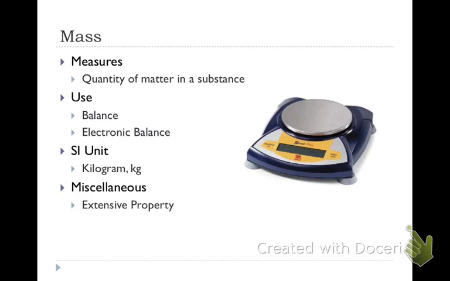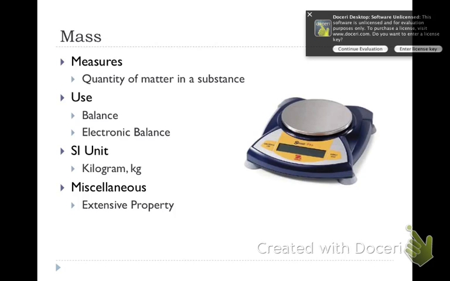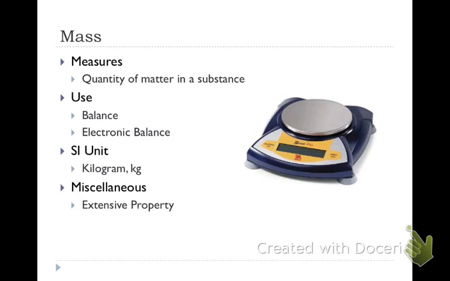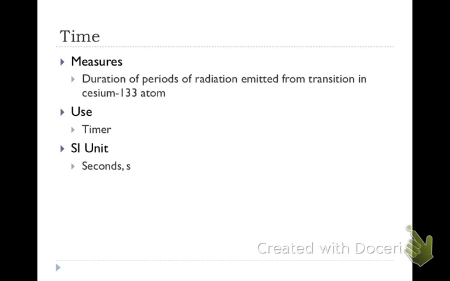Mass is the amount of matter in a substance, so we use an electronic balance to help us with that. The electronic balance that we use in school generally is the OHAUS Scout Pro, and you'll be using it a lot in this course. The SI unit for mass is kilograms. We generally deal with grams because we have such smaller amounts, and it is also an extensive property.